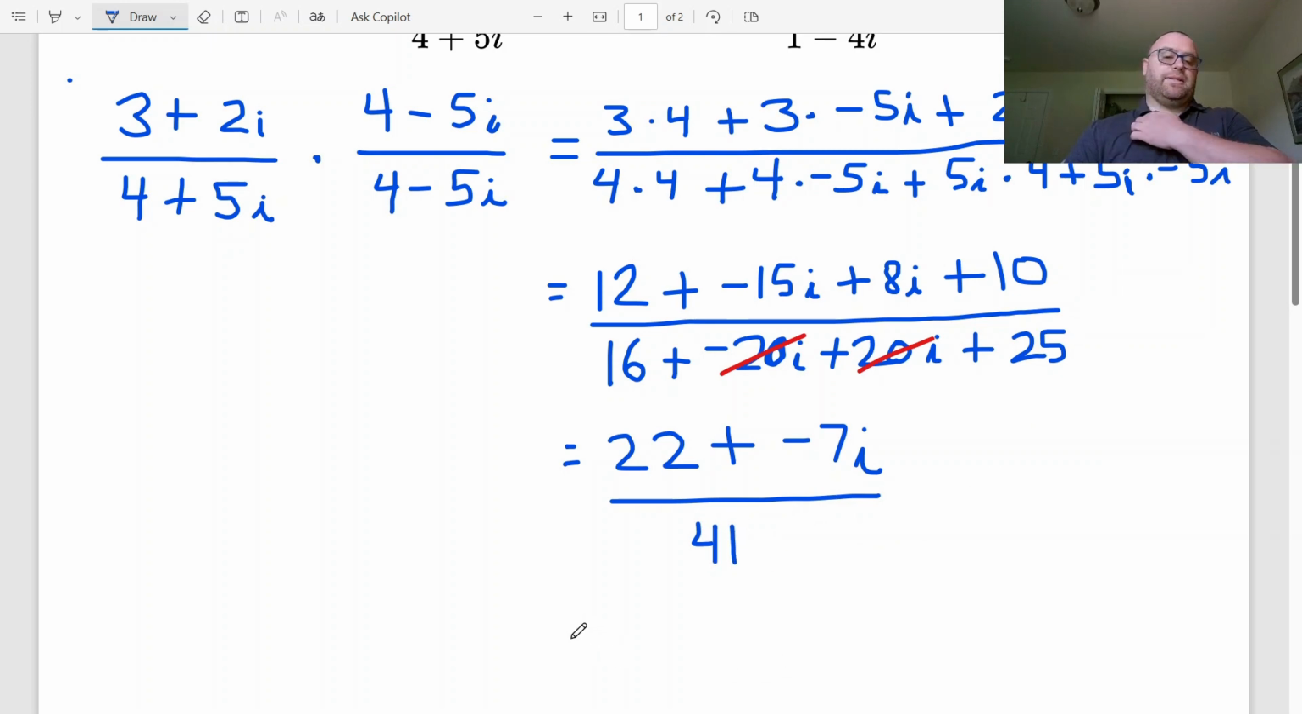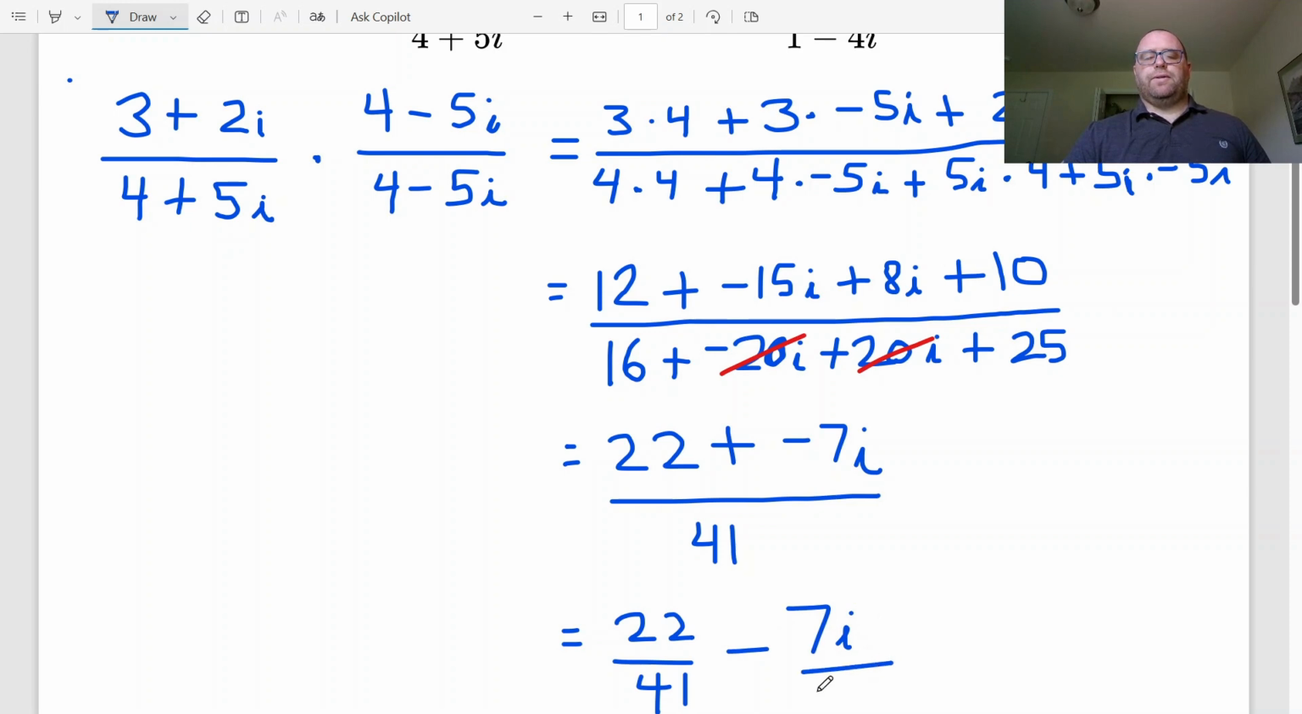We can then separate this into 22 over 41, so that's the real number part. And then plus a negative 7i, or just minus 7i over 41. And there we go. That's about as simplified as we can get for this one. So I'm going to erase some stuff and then we'll get to our second problem.